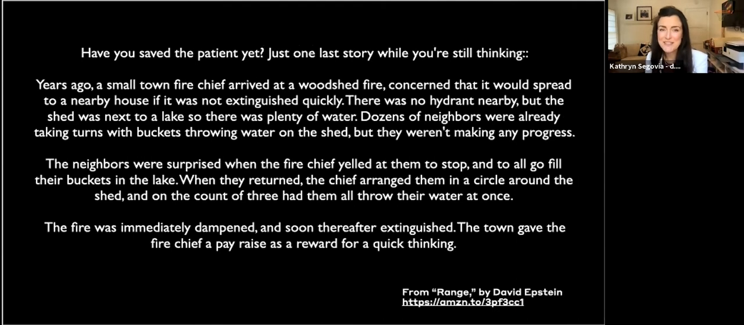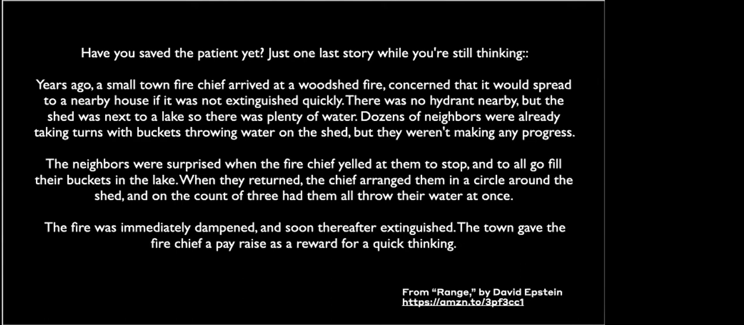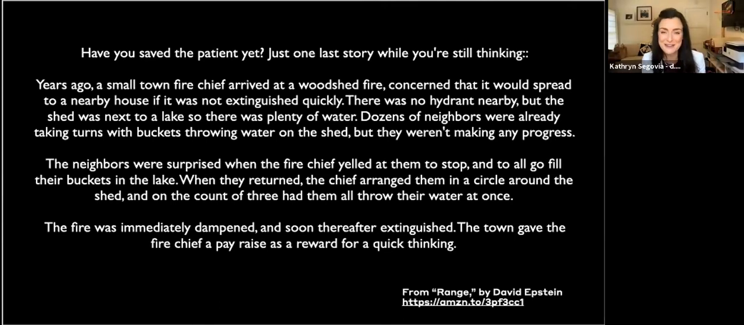Have you saved the patient yet? Just one last story while you're still thinking. Years ago, a small town fire chief arrived at a woodshed fire, concerned that it would spread to a nearby house if it was not extinguished quickly. There were no hydrants nearby, but the shed was next to a lake, so there was plenty of water. Dozens of neighbors were already taking turns with buckets, throwing water on the shed, but they weren't making any progress. The neighbors were surprised when the fire chief yelled at them to stop and to all go fill their buckets in the lake. When they returned, the chief arranged them in a circle around the shed and on the count of 3 had them all throw their water at once. The fire was immediately dampened and soon thereafter extinguished. The town gave the fire chief a pay raise as a reward for quick thinking.